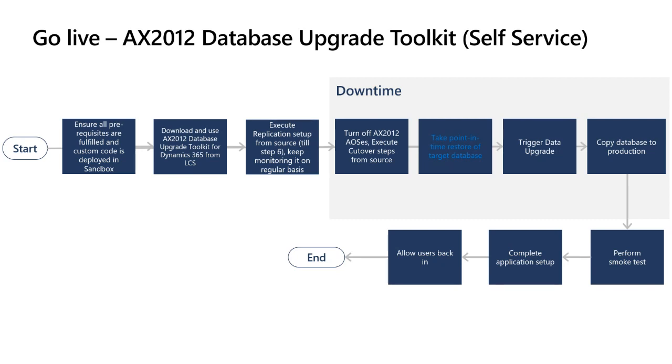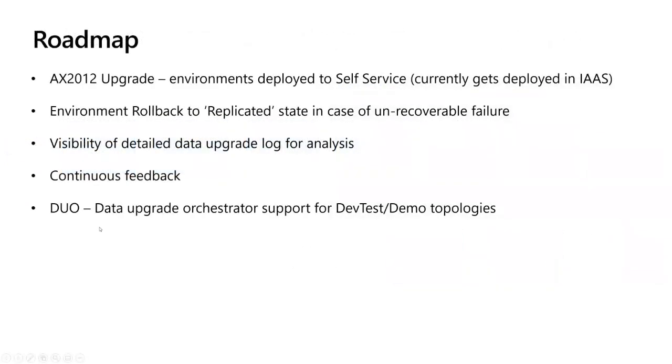Then you actually trigger the data upgrade, which upgrades your AX 2012 schema to the 6.5 schema and runs all the upgrade steps. And then you move your database to production, perform a smoke test, complete additional application configurations, and you go live, right? That's how the go-live process is going to look with this toolkit. Wherein, if you notice, we are doing much of the work to move the data to cloud well ahead of starting the downtime.